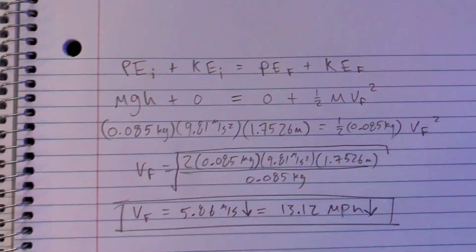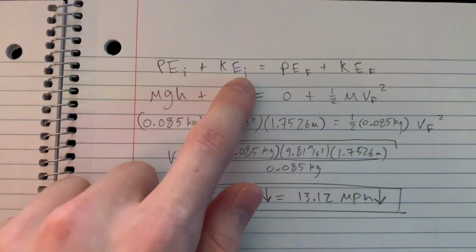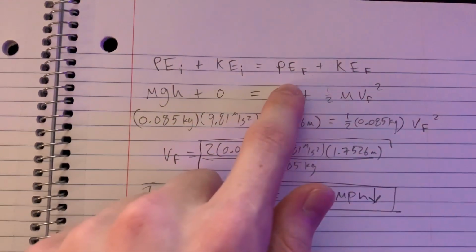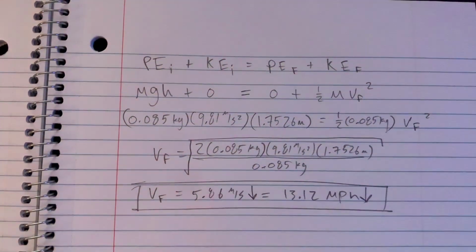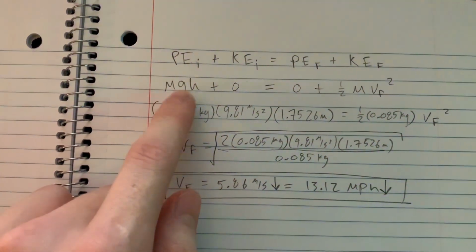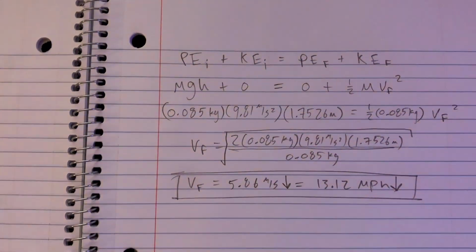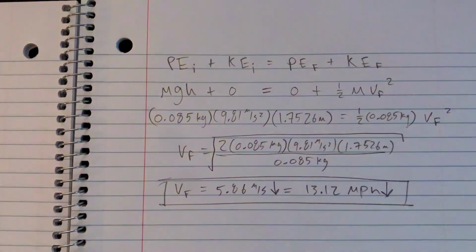So here we use the conservation of energy, that the initial potential energy plus the initial kinetic energy is going to equal the final potential energy plus the final kinetic energy. So initially, we have mgh, and since the velocity is 0, it's being dropped, there is no kinetic energy.